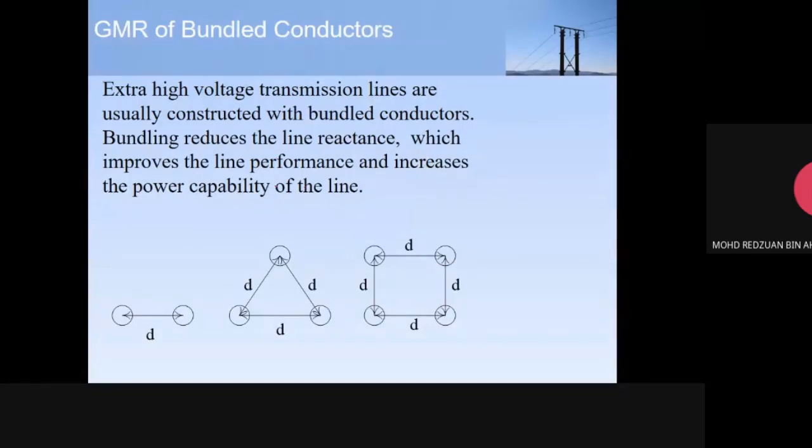Which is bundle conductor. Usually, for a high voltage transmission line, we don't use one conductor like this. This is for a low voltage transmission line, maybe in the distribution system, where we use only one cable. But most of the time for a high voltage transmission line, we use more than one cable. We use multiple cables. The purpose of using multiple cables is to reduce the line reactance.